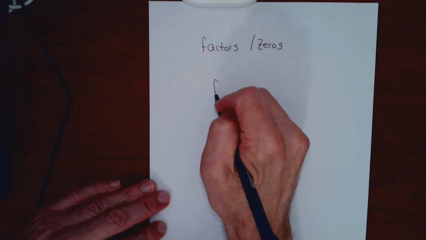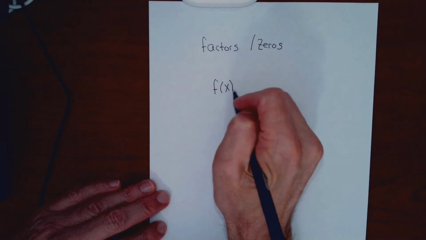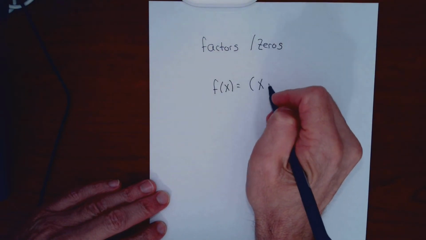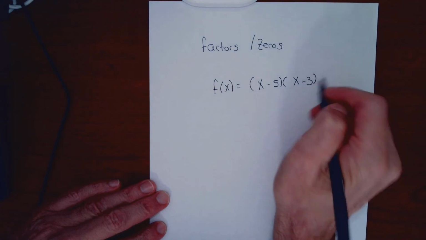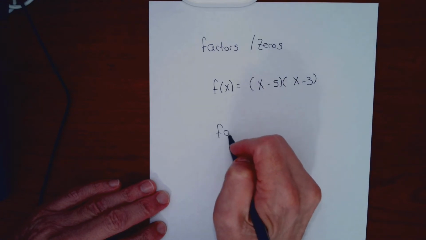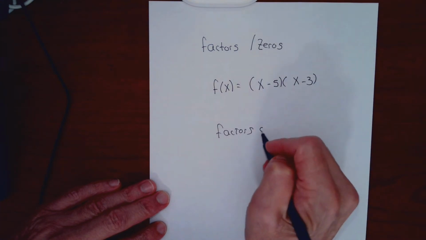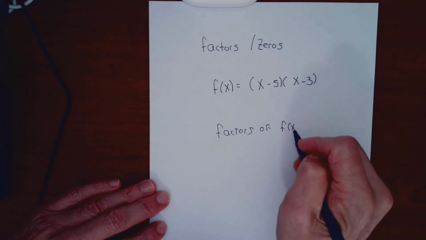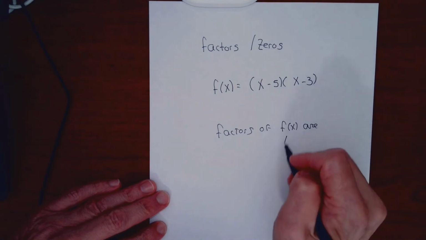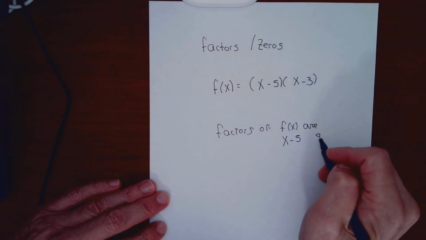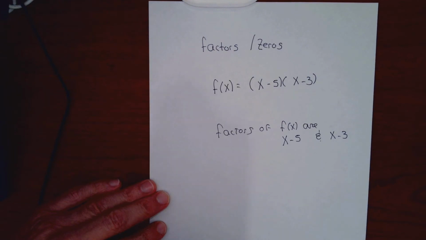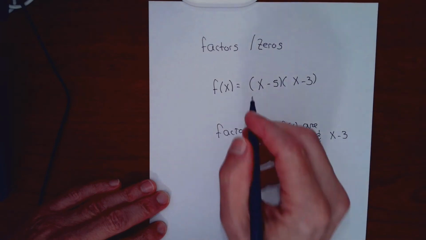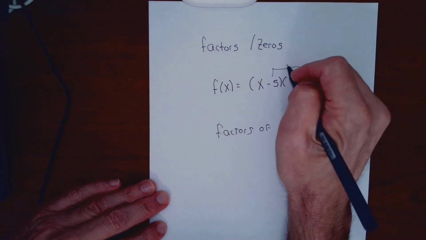If I give you a polynomial like f of x equals x minus 5 times x minus 3, I would say the factors of f of x are x minus 5 and x minus 3. The zeros I get by setting the factors equal to 0, just like finding an x-intercept. So these are the factors.